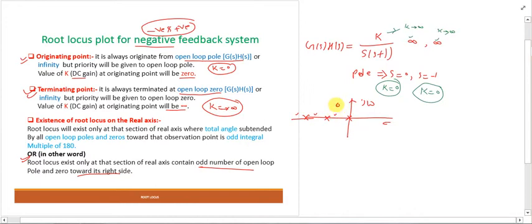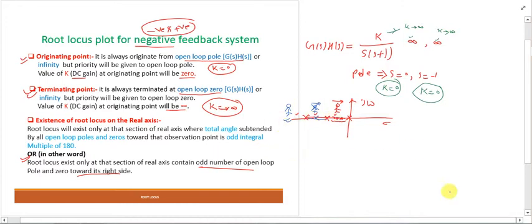Means if I am standing here, the number of poles on the right side is 1. That is an odd number, so root locus can exist between these regions. But when I am standing here, I see there are 2 poles on the right hand side, so root locus cannot exist between these regions. And when again I am standing in this region, there is an odd number of poles and zeros, so root locus also exists in this region. This is only for the real axis.